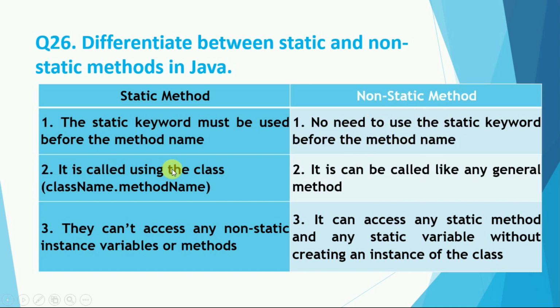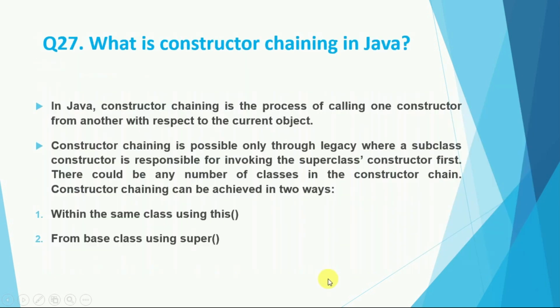A static method is called using the class. It can be called by any general method. Inside a static method, we can't access any non-static instance variable or method. But in a non-static method, we can access any static method and any static variable without creating an instance of the class. Okay, so I hope you understood.